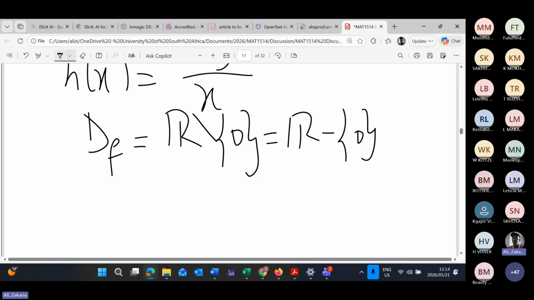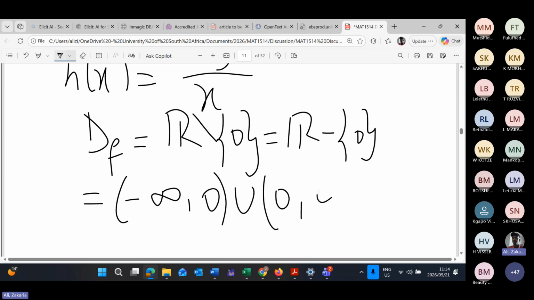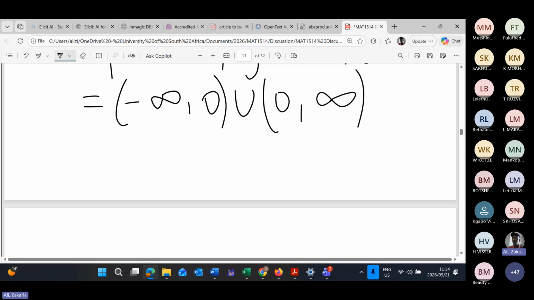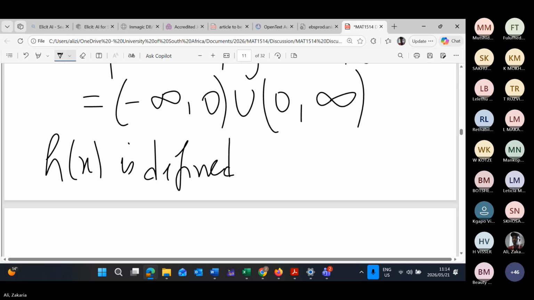However, in terms of intervals, you can write it as minus infinity up to 0, union 0 up to positive infinity. So it means we're only removing 0. The domain can be anything, but it can never be 0. Mathematically, we just say h of x is defined if x is different from 0.